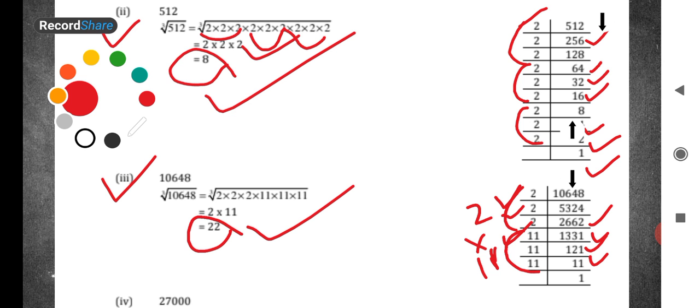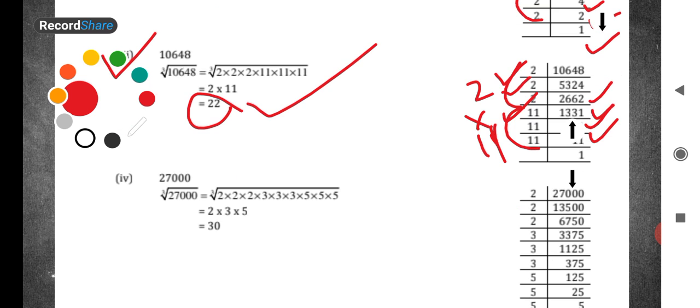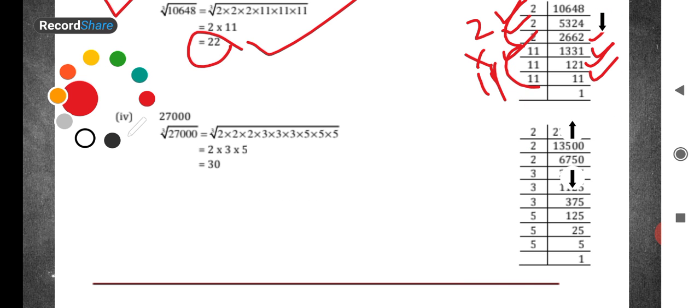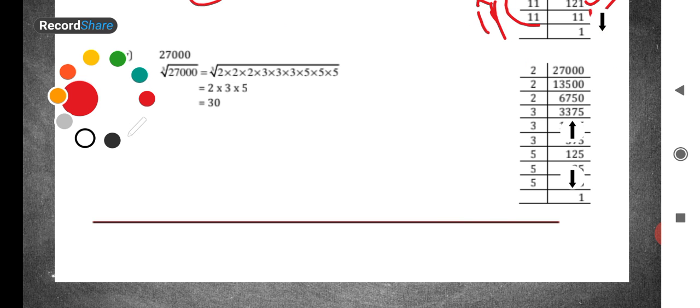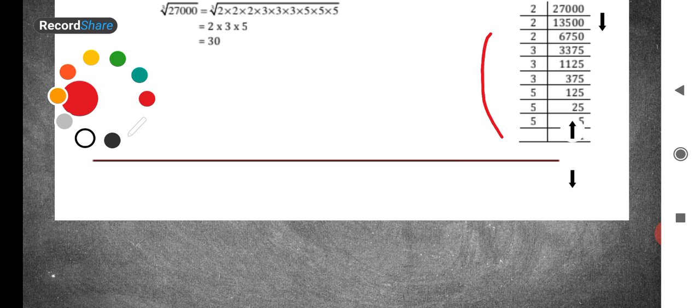Now I will show one more question. Question number 4 is given how much? 27,000. Now you will find the prime factors of 27,000 in this way. You can see first it is divisible by 2 how many times?